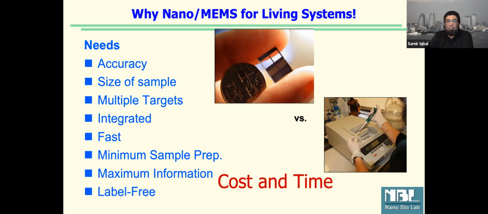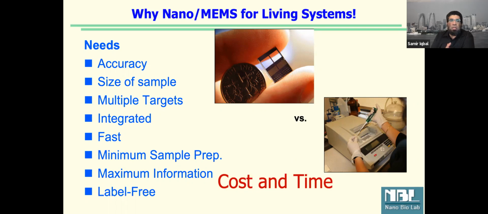Here's an example. On the right hand side, it's a big system. There's a smaller system also. They call it a PCR machine, or other processes in labs. On the left hand side, you see with the one dime, it's a PCR chip, same process, but now it can be done on a chip scale. So you don't need a large sample to start with, right?